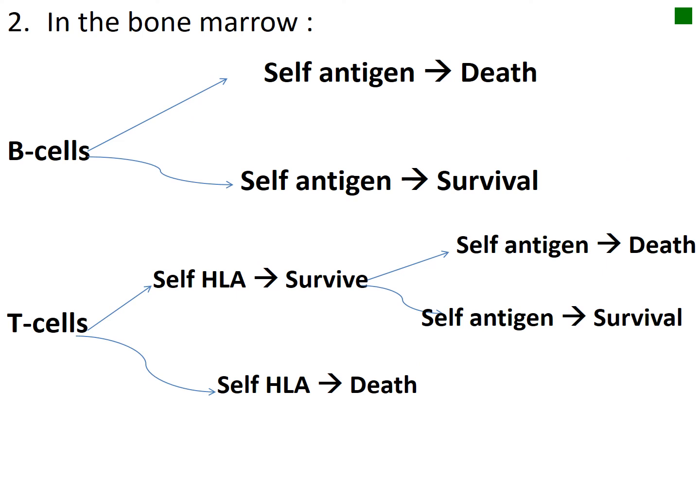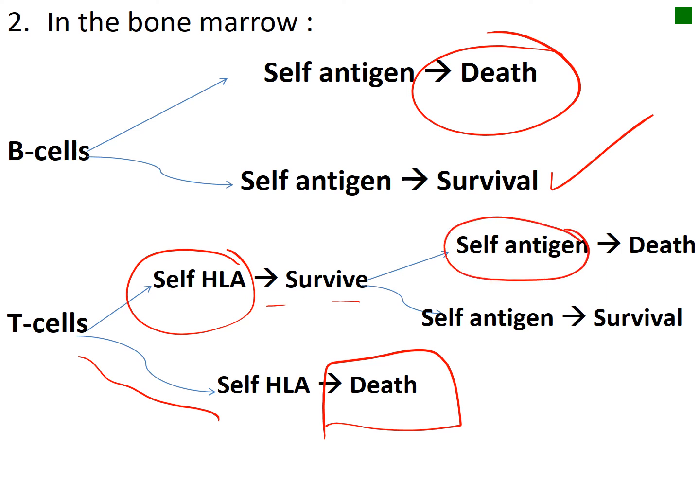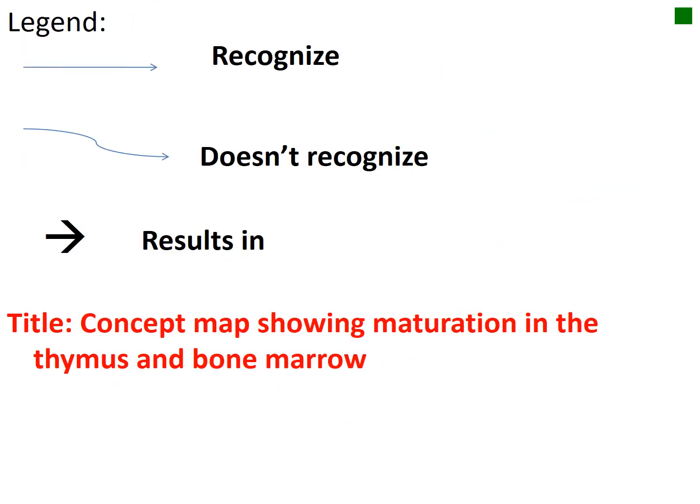In the bone marrow, B cells should not recognize the self-antigen. Whenever one recognizes the self-antigen, this leads to its death, while if it doesn't recognize the self-antigen, it survives. T cells have to recognize the self-HLA in order to survive, while if they don't recognize the self-HLA, they die. Then, these T cells must not recognize self-antigen: if they recognize it, this leads to death, while if they don't recognize it, this leads to survival.